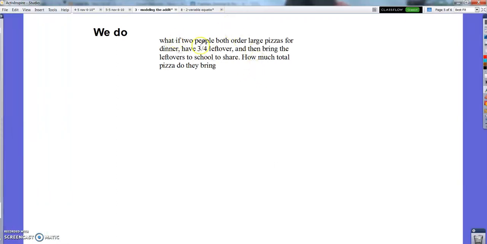So what if two people both order large pizzas for dinner and have 3/4 left over? And then they bring the leftovers to school to share. How much total pizza do they bring? So it looks like two people have 3/4. So it looks like I've got 3/4 plus 3/4.